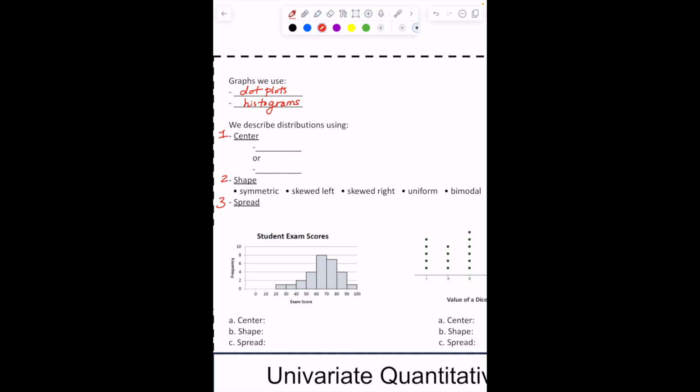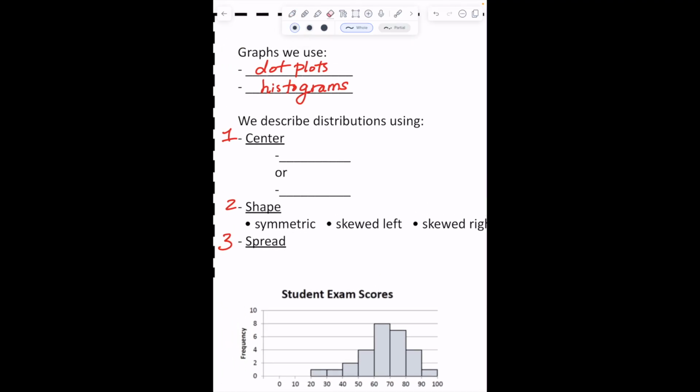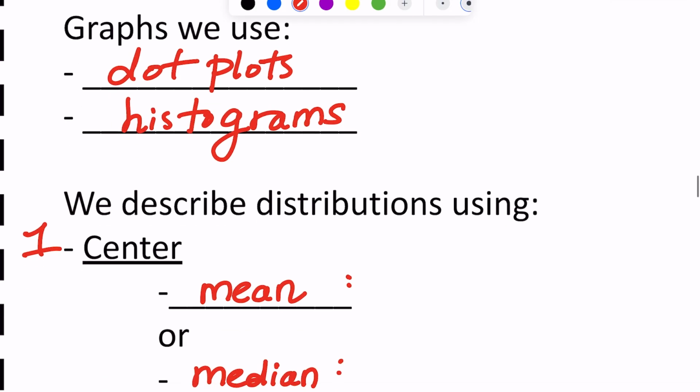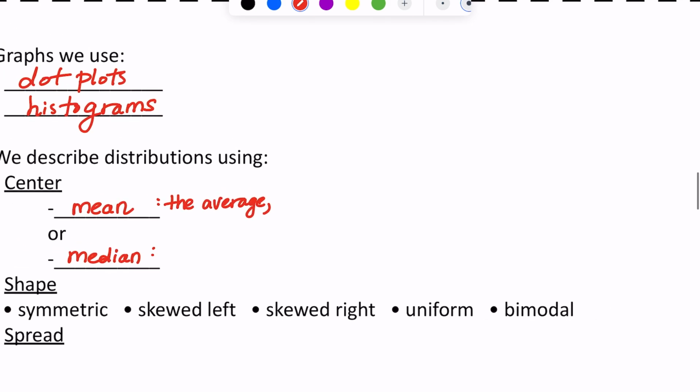For the center, we kind of have 2 options to choose between. We can either describe the mean or the median. The mean is just the average. And it's the measure of center that you want to use when you're dealing with symmetrical distributions.